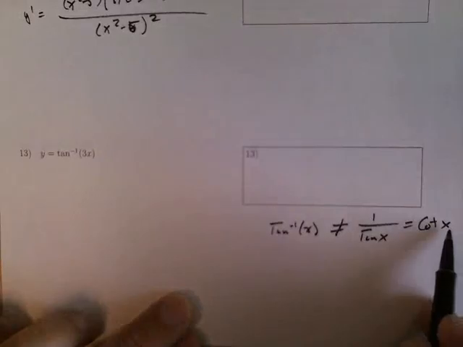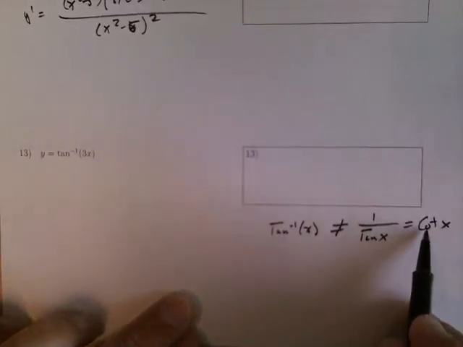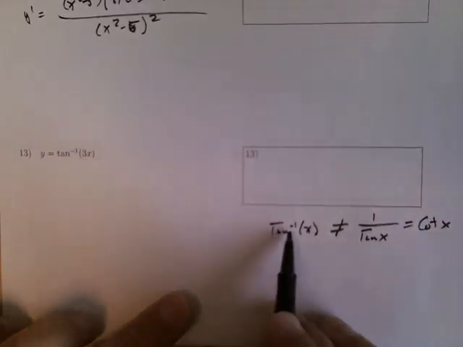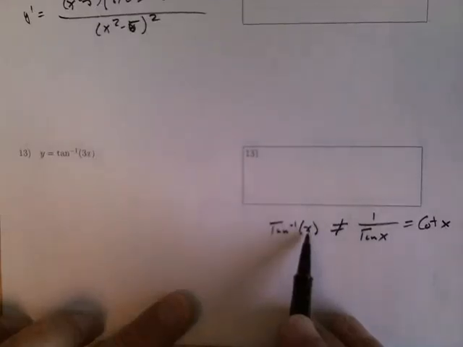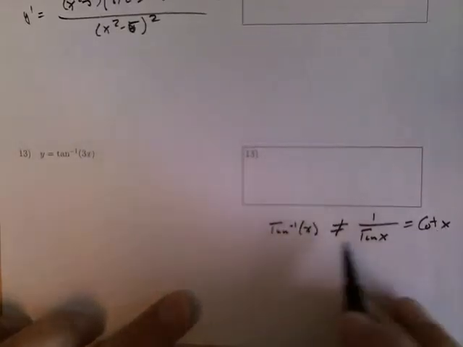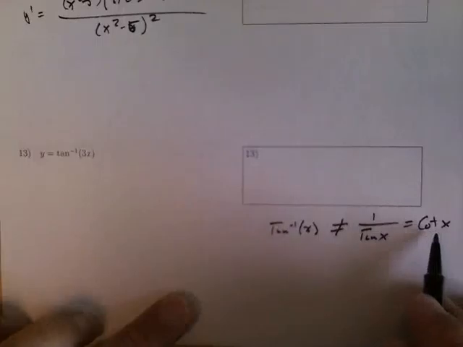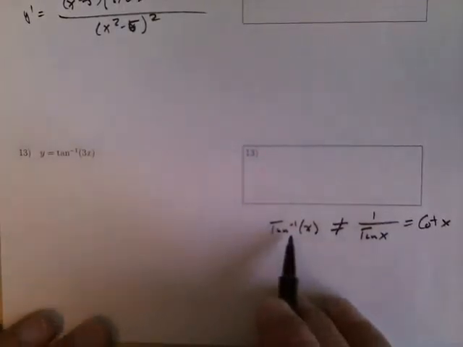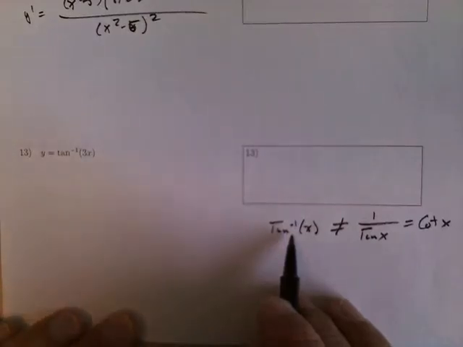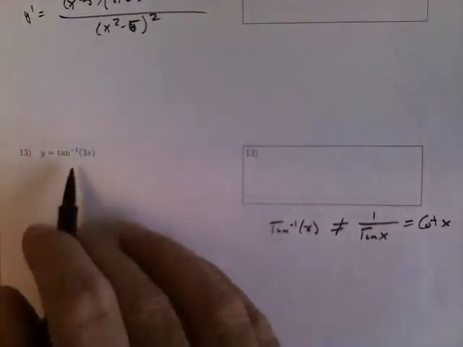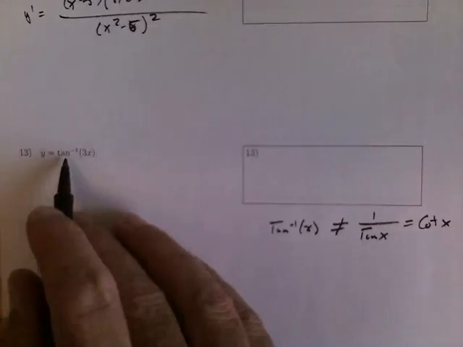This is a trig function. This takes an angle as an input and gives you a ratio of sides as an output. This is an inverse trig function. It takes a ratio of sides as an input and gives you an angle as an output. These are definitely not equal to each other. And I had people taking the derivative like it was the cotangent. It's an inverse trig function. So we do that several ways.